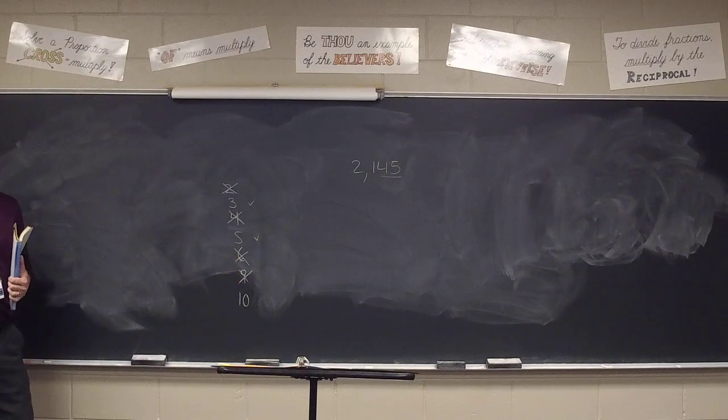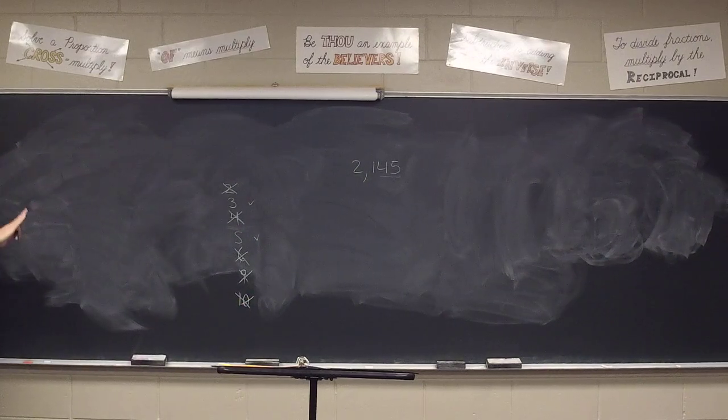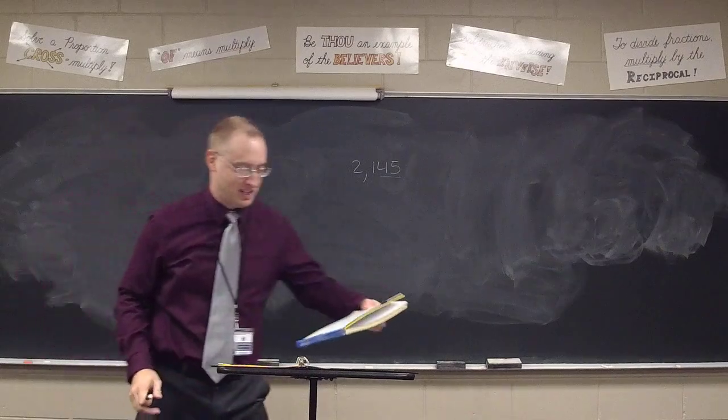Does it end in a 0, class? No. So the only numbers that this one's divisible by, as far as the numbers we're working with, are 3 and 5. How many have just those 2? All right, questions on divisibility rules.